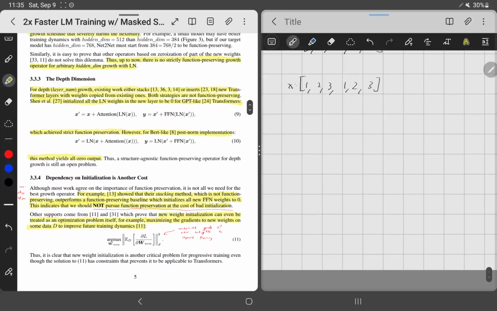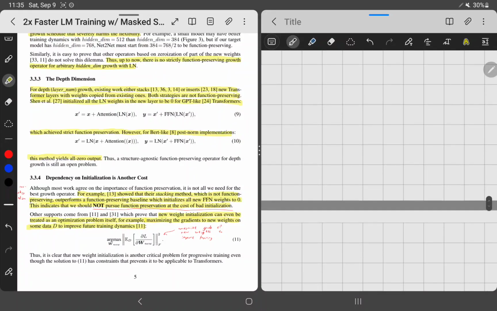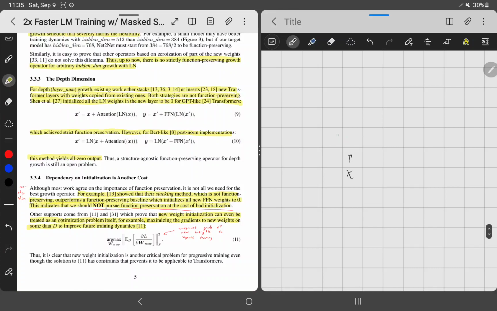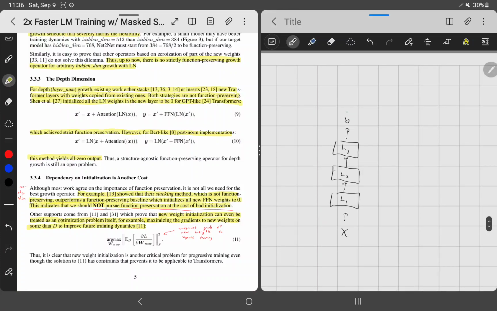But there's another problem. Another problem is the depth dimension. So if we have, this is the number of layers, our x, and we pass it through some number of layers, layer 1, layer 2, and these are all transformer layers, and layer 3, and then we get some output y. If we instead add another layer here, layer 4, then obviously this layer is going to change this output.